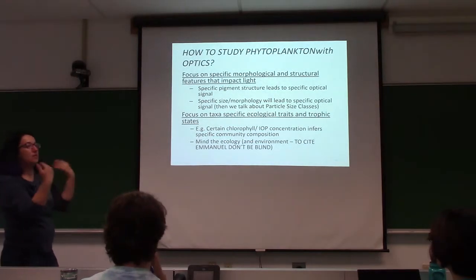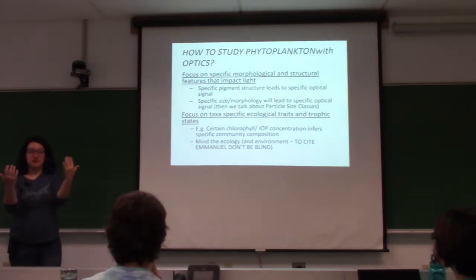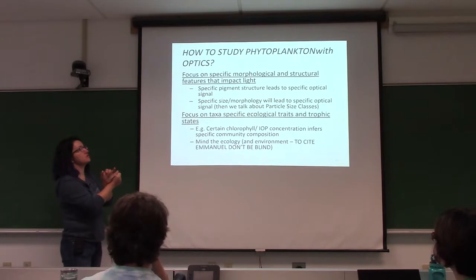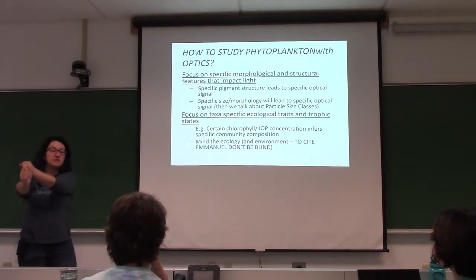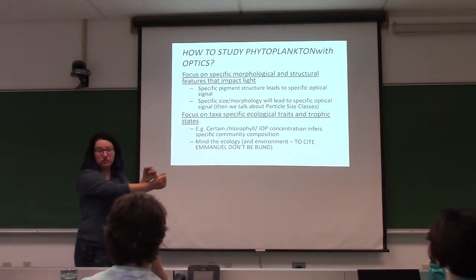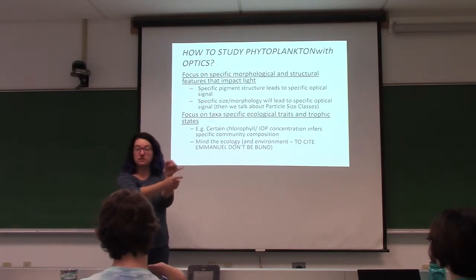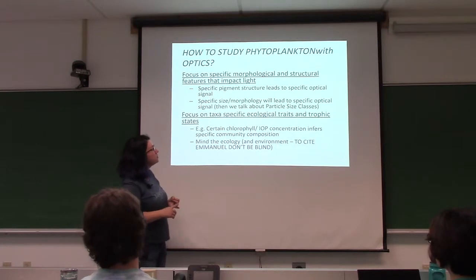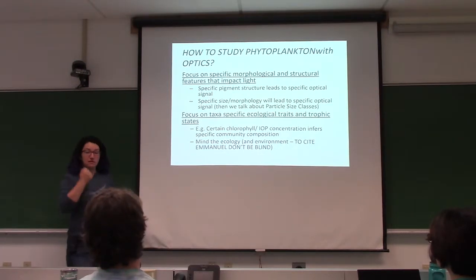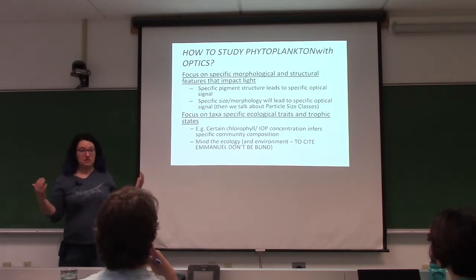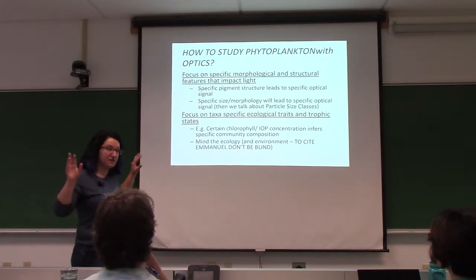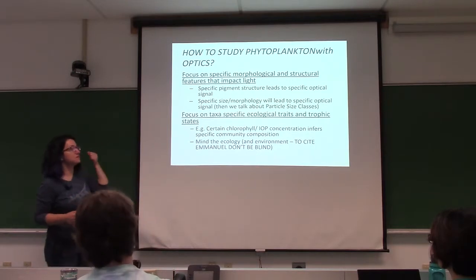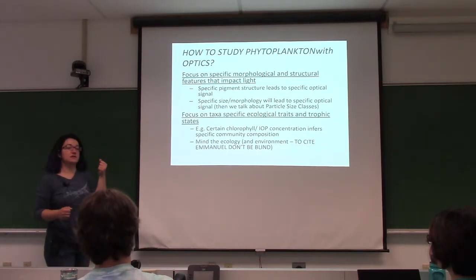Once again, we talk about them by size, but then morphology. You can focus on specific morphological and structural features that impact the light. They have specific pigments associated with evolution, and the specific pigments can help you discern certain things. They have specific size and morphology that's going to leave a specific optical signal. Think about coccolithophores. It's calcium carbonate, very intricate stuff. They scatter light. You can see them from space. But also think about these taxa-specific ecological traits and trophic states.